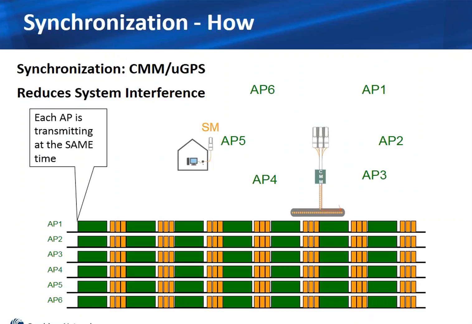So now when they start their TDD cycle of transmitting in one direction and then transmitting in the opposite direction, they can all be perfectly synchronized so that none of those access points are transmitting when a neighboring access point is receiving, blasting into that access point's receiver, desensitizing it, causing interference, and spiraling into losing the efficiency of that whole sector.